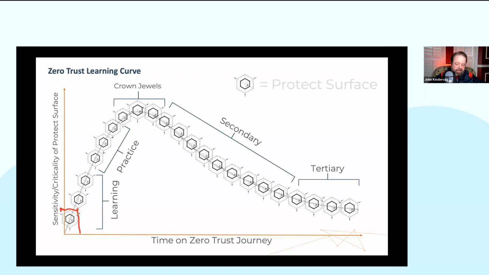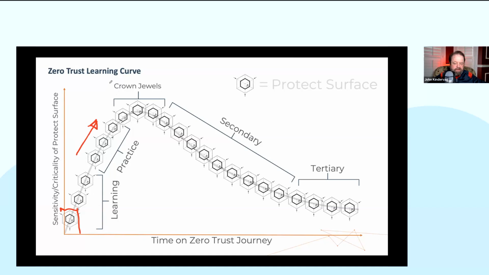And early on, we do what's called a learning protect surface. If you make a mistake, it's like street ball, no harm, no foul, right? And then after that, you're going to focus on something that's a little more sensitive, still not mission critical, and that's called practice protect surfaces. You get to zero trust the same way you get to Carnegie Hall.